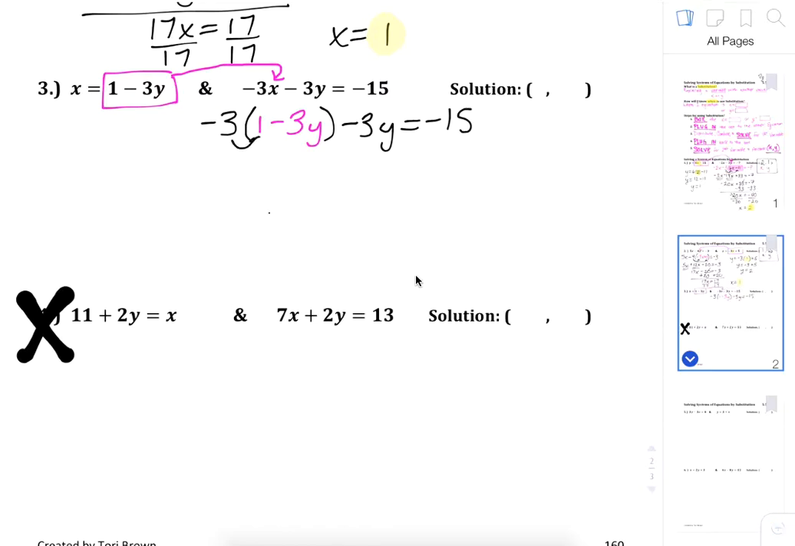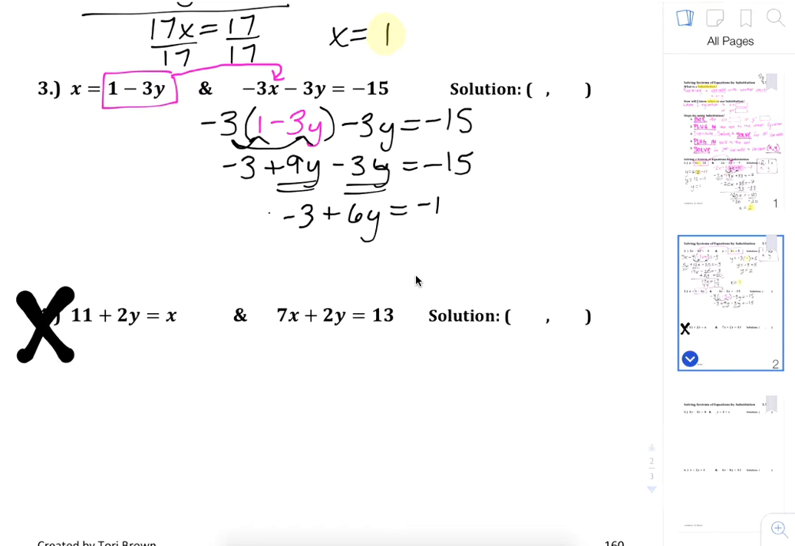We're going to distribute. That's a negative 3. Distribute again makes a positive 9y. We're going to bring down the rest. Minus 3y equals a negative 15. We need to combine our like terms, so 9y minus 3y is going to make a 6y.